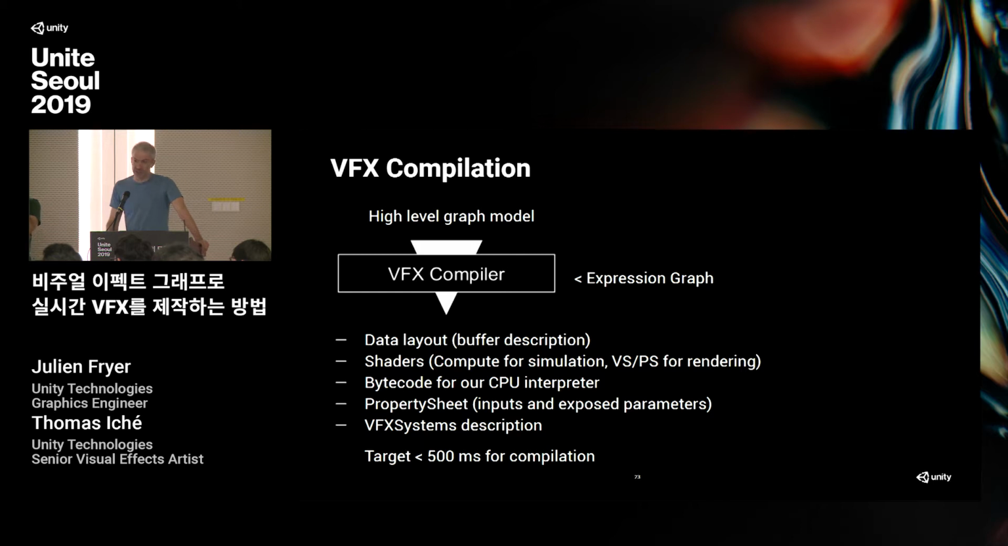Also, the property sheet to handle the exposed parameters and the events. And finally, as you can have many systems in an effect, we generate a list of VFX systems that bind everything together. So our target for the recompilation of an effect is to be under 500 milliseconds, so that it's fast to iterate.